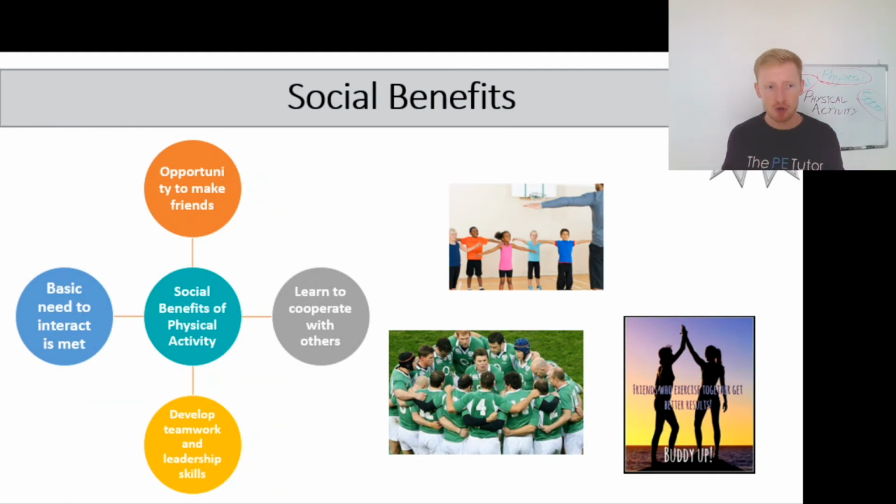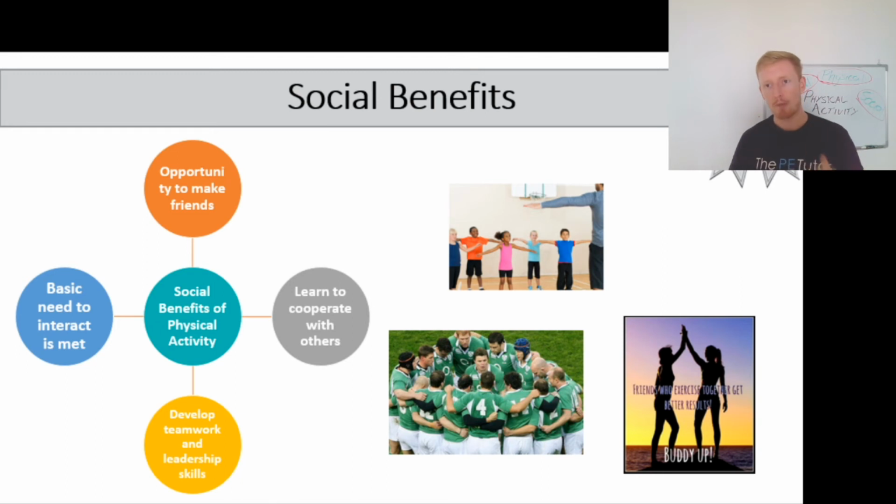So some social benefits. We've got 4 for this one. So again, if you do have pen and paper, or if you do have the activity sheets from the portal, then get these down. We've got opportunities to make friends. If we pursue physical activity with people, in a social environment where we are interacting with people, the more we interact with someone, the better we know them, the better we trust them, the more they get to know us as well. Then we begin to build up this rapport.